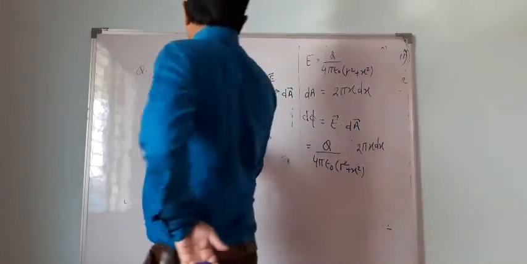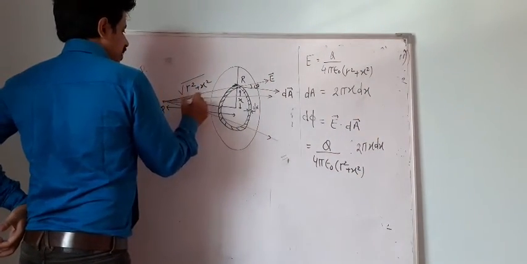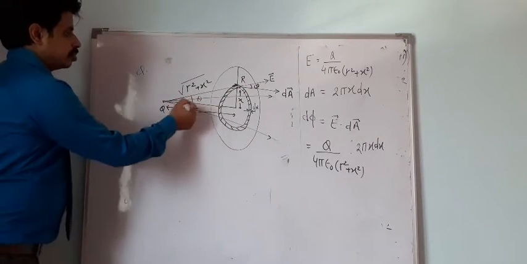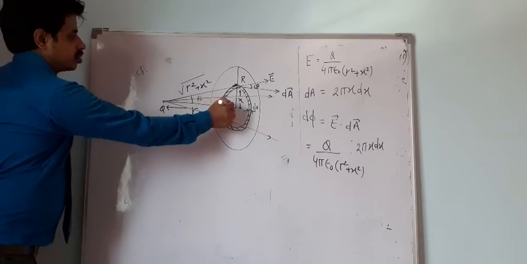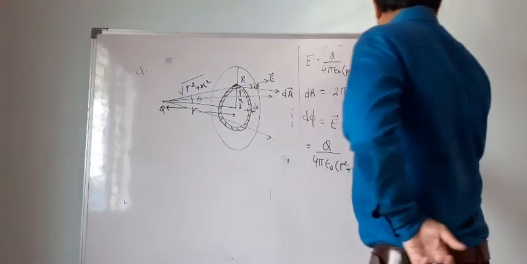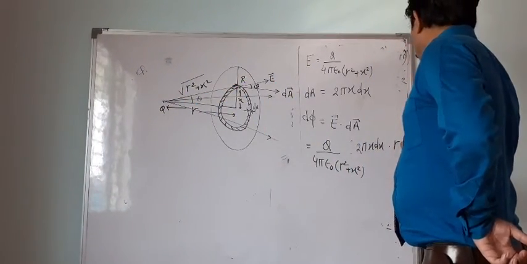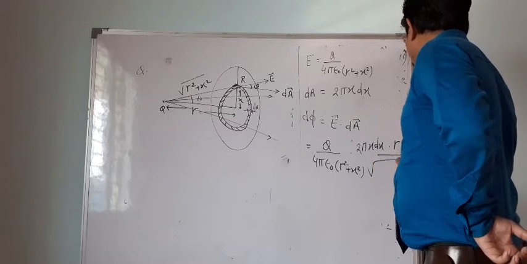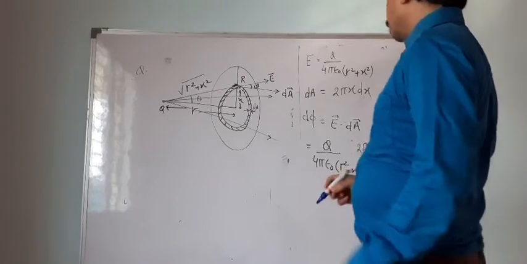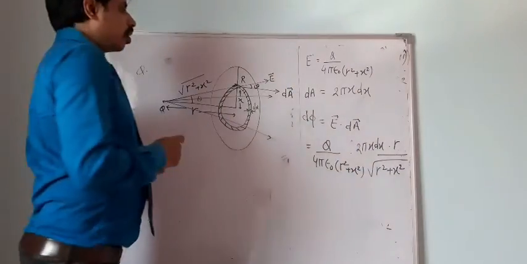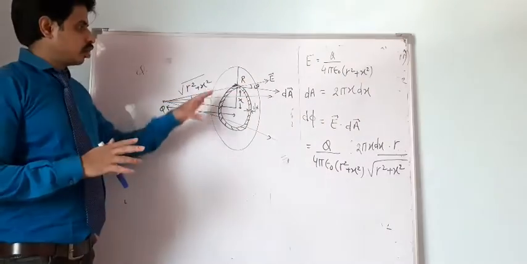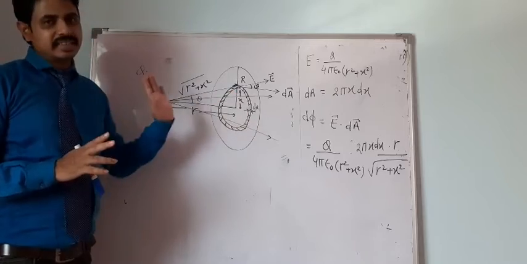So cos theta will be what? This angle is also theta. If this is theta, this is also theta. So it is B by H. Base is the small r and hypotenuse is root under r square plus x square. So it is r upon root under of r square plus x square. So this is the d phi. I got the flux through this small area, a concentric ring of radius x and thickness dx.